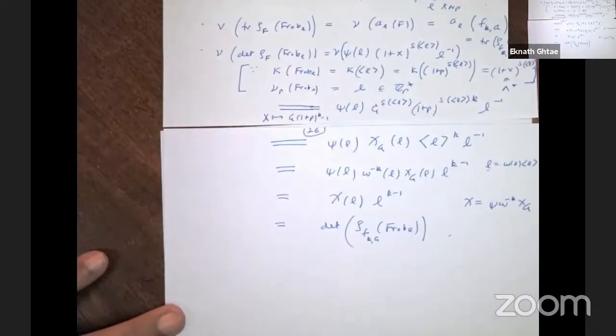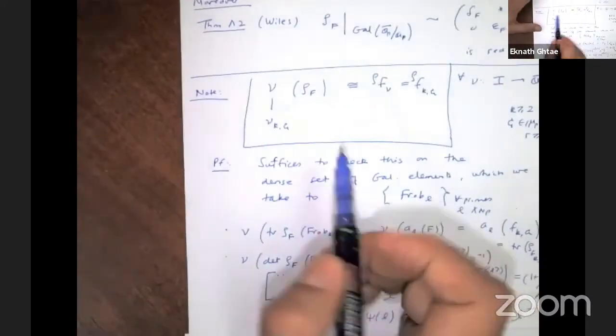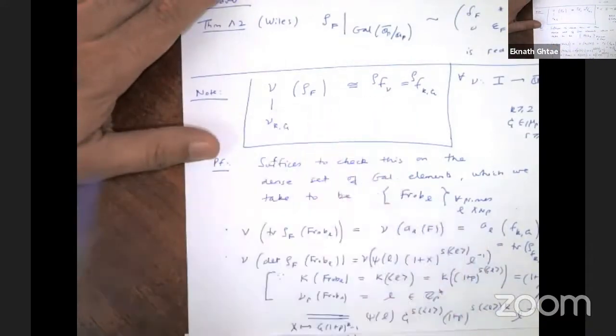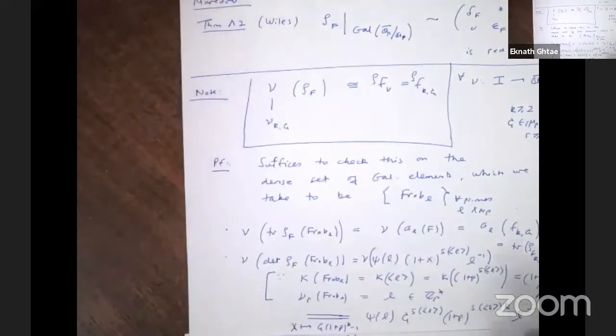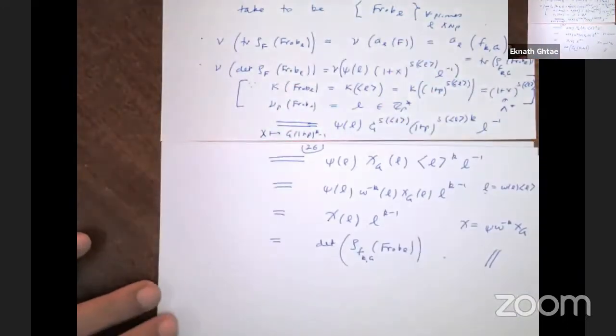Okay, so this shows you that the original identity I wrote, that these two representations are the same, well, they have the same trace and determinant. We just computed that. So they have the same characteristic polynomials on a dense set of elements, and therefore those two Galois representations are the same, or isomorphic. This is what I meant by suffices to check this.